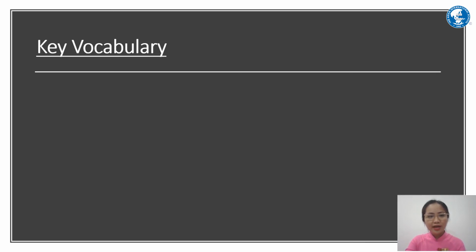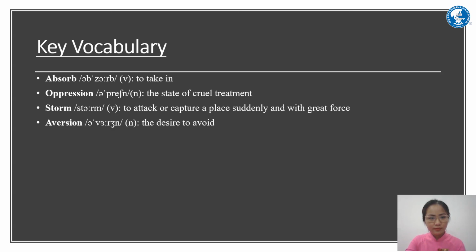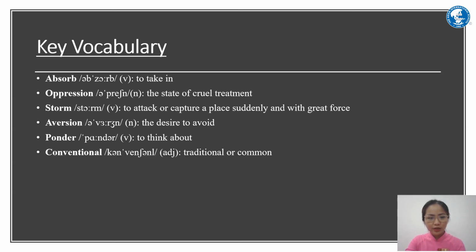Before we call it a day, I would like you to go through the key vocabulary again. Absorb, oppression, storm, aversion, ponder, conventional.